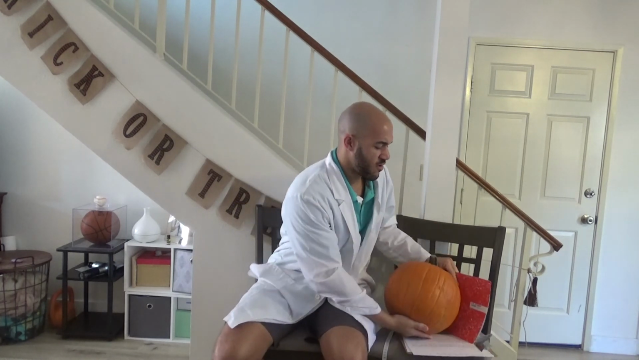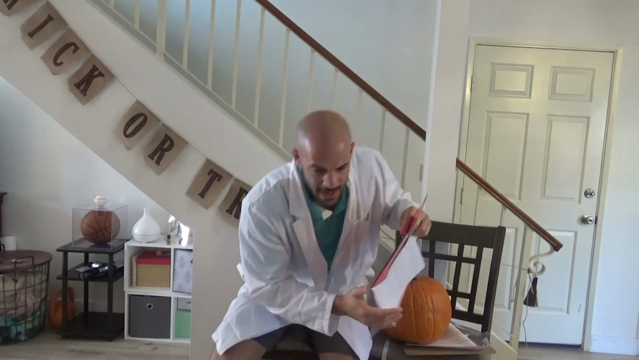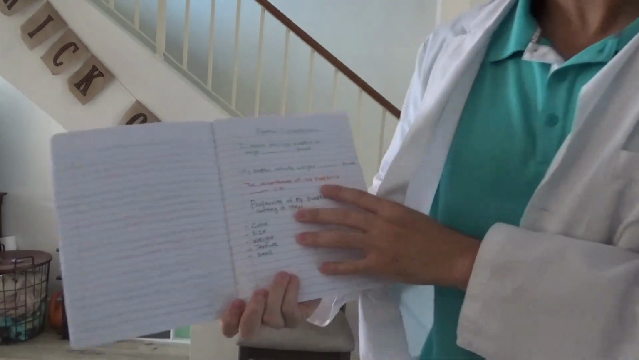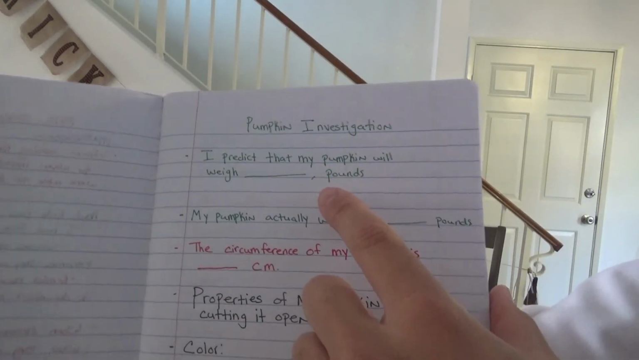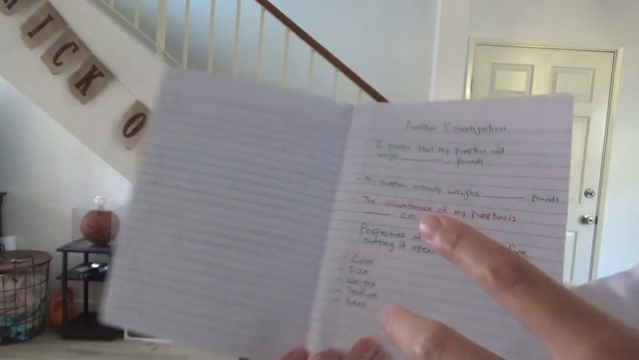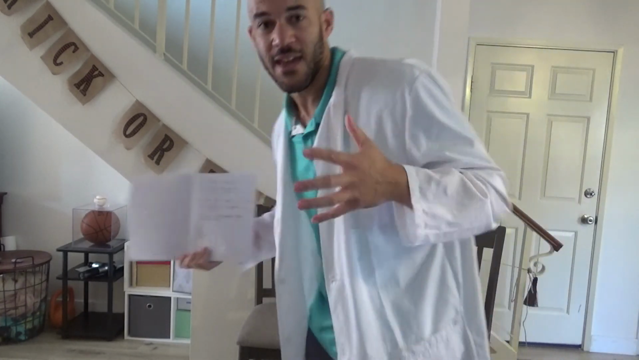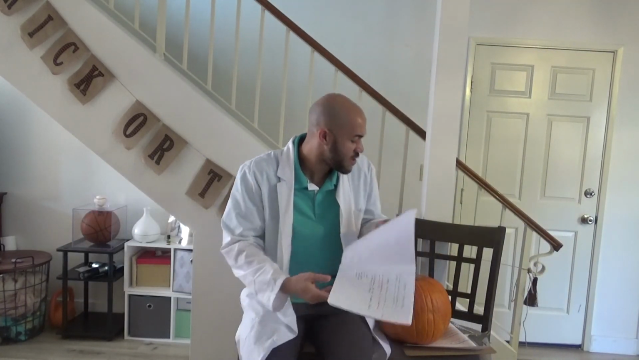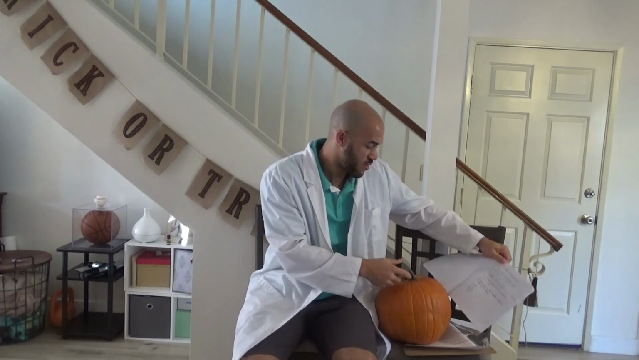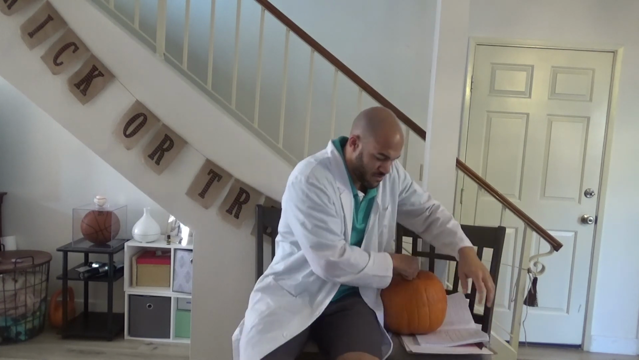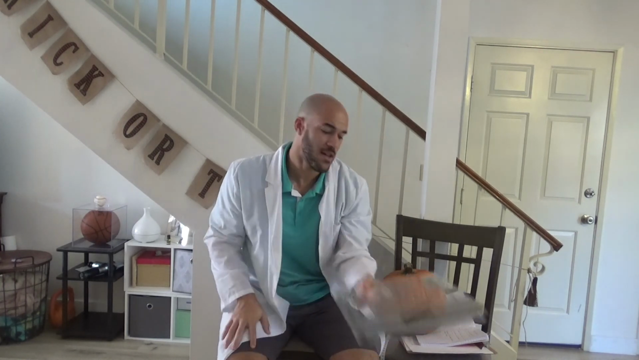In your journal, I'm going to stand up. I asked you to predict, it says, I predict that my pumpkin will weigh, so how much do you predict that it weighs? After you have written your predictions in your journal, I'm going to have you get a scale. I have a household scale. If you have a scale at home, place your pumpkin on top of it, and it will tell you how much it weighs in pounds.